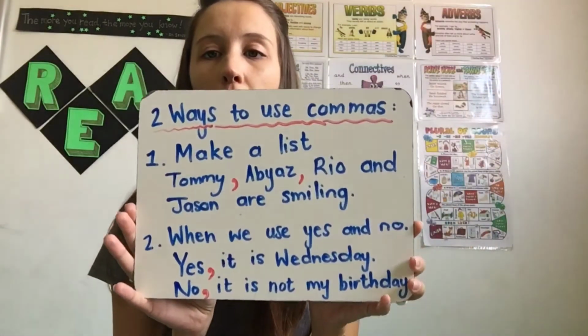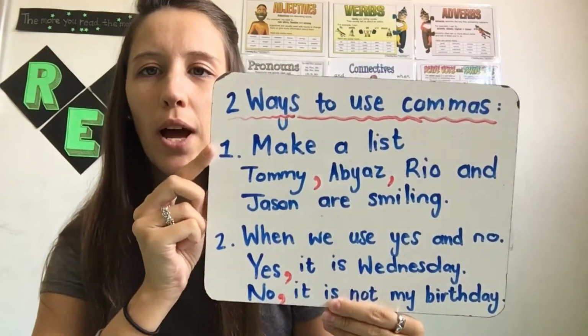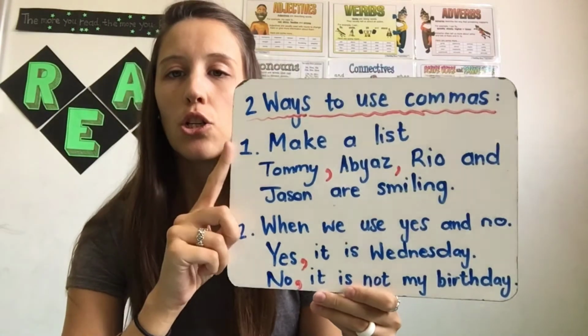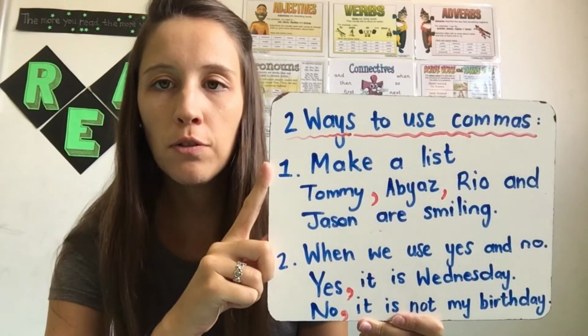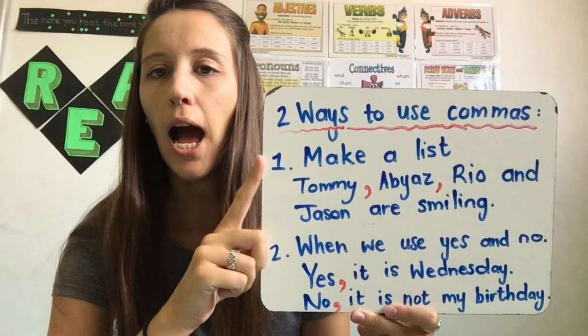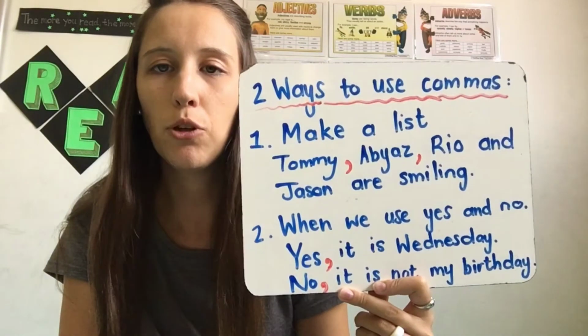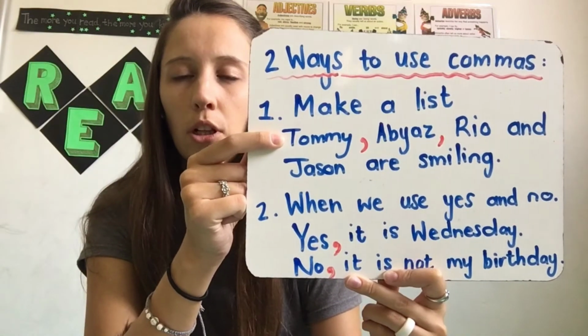Let's look at two ways that we can use commas. These are the two ways that we are going to be learning about. The first way is when we make a list. Instead of using the word and over and over again, I can put a comma in between the words that I am using for my list. So let's look at the example.